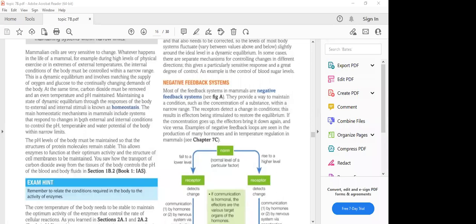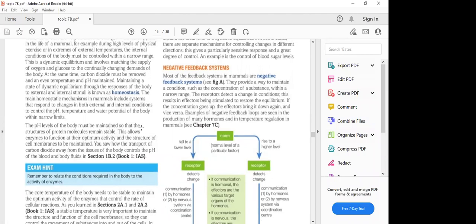Homeostasis mechanisms in mammals include systems that respond to changes in both external and internal conditions. Like our body temperature should be maintained at 37 degrees centigrade or 98.6 Fahrenheit, irrespective of the temperature, whether it's 50 degrees outside or minus 10 or 20 degrees outside. In both conditions, the body changes something. Like nowadays, it's very chilly outside, so what is happening? We are shivering. This way, the body is generating heat. We get goosebumps. That's how the body saves the internal heat. So there are certain positions, postures and behaviors which can maintain the internal body temperature, and this is called homeostasis, right? Yes.